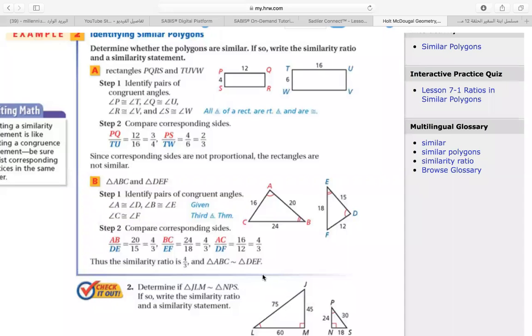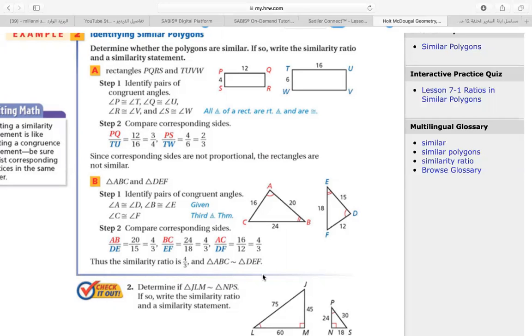Okay, I want to know if triangle JLM and triangle NPS are similar or not. And if they are similar, I want you to write the similarity ratio. So what are the steps that we are going to follow to know if they are similar or not? First of all, I have to know what are the congruent angles. They are given here. They didn't write it, but they are given, as I told you, the dashes, the 1 dash and the 2 dashes and the right angles.